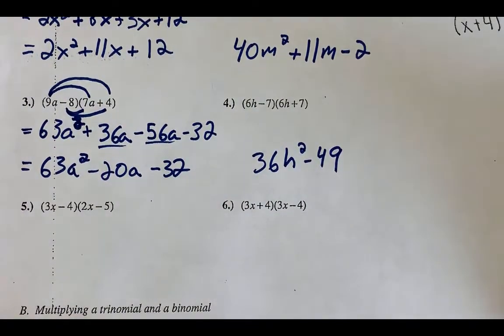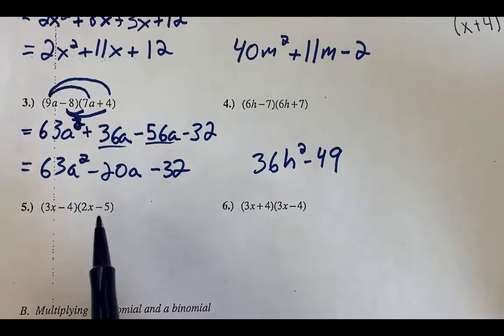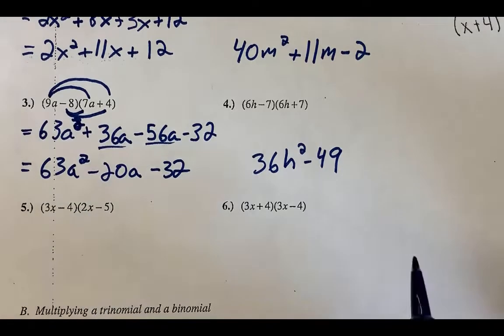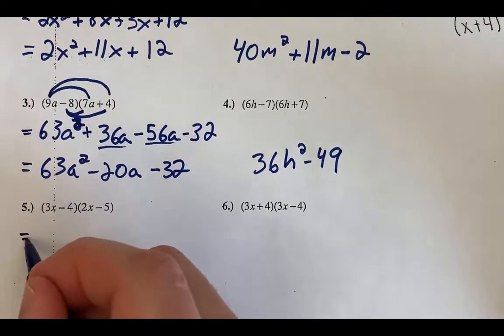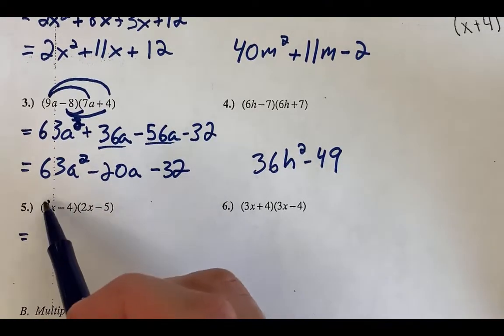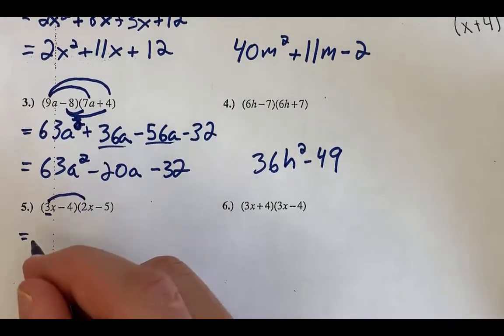All right, let's deal with one where both signs are negatives. So 3x minus 4 times 2x minus 5. We've got minus signs in both of the binomials. So I'll start again. I'm thinking take this first term, which is 3x, and distribute it to the first term here. So that's 6x squared.